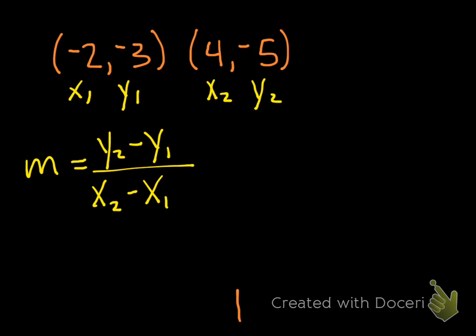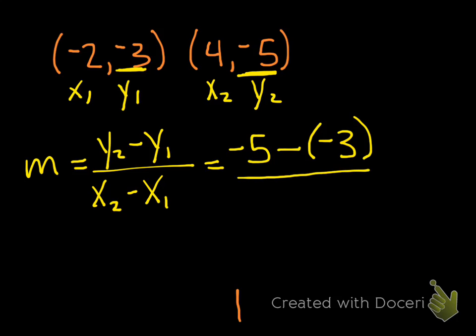Okay, so now I'm just going to plug in. So my y2 is right here, that's negative 5, minus, and my y1 is negative 3. So I'm going to subtract a negative 3. This is where your integer rules come in. x2 is right here, so that's 4, minus x1, which is right here, so it's minus a negative 2.